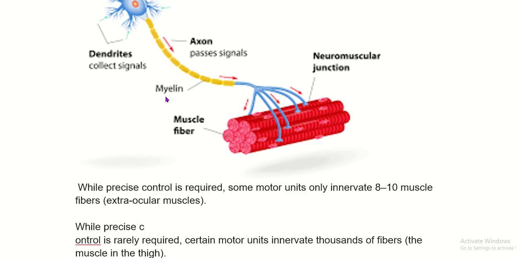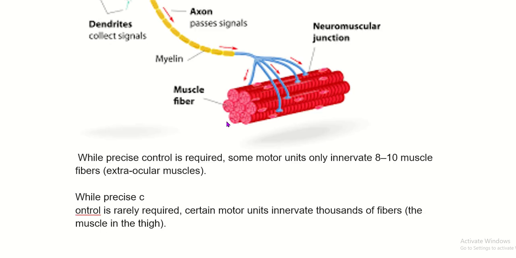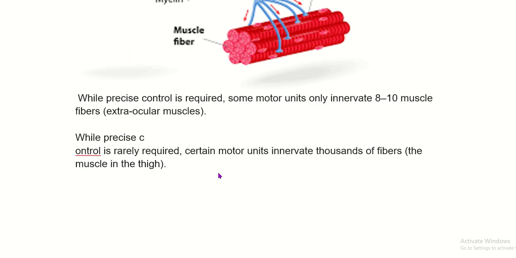With the motor unit, we can understand why some muscles function very accurately and some muscles do not. While precise control is required, some motor units innervate only 8 to 10 muscle fibers, for example the extraocular muscles. While precise control is rarely required, certain motor units innervate thousands of fibers, for example the muscles of the thigh. So motor unit is related to precise control and non-precise control.